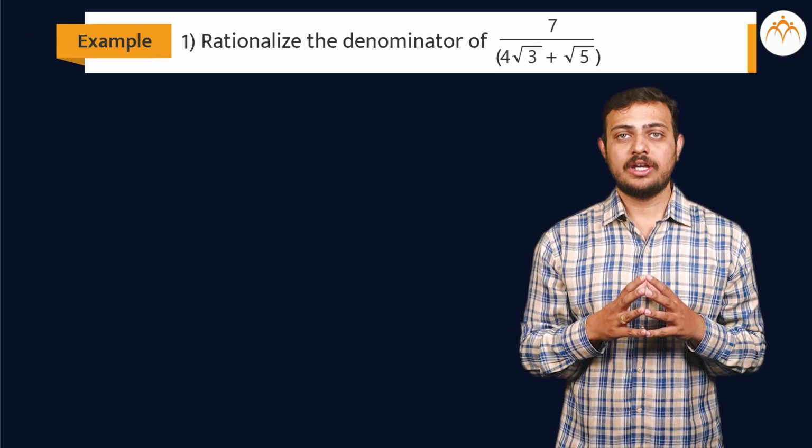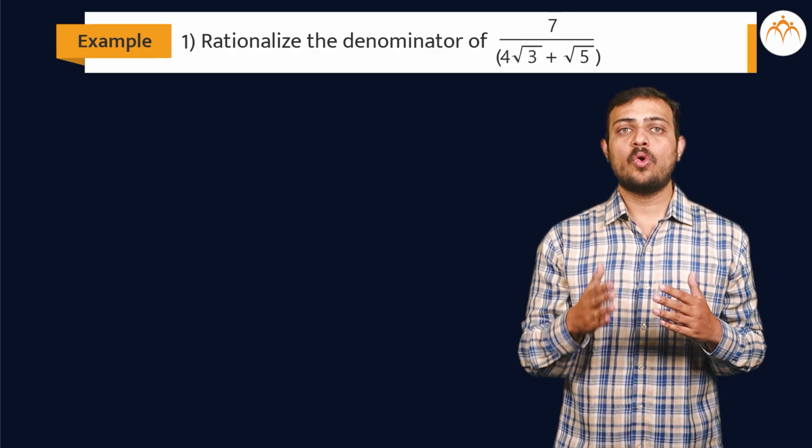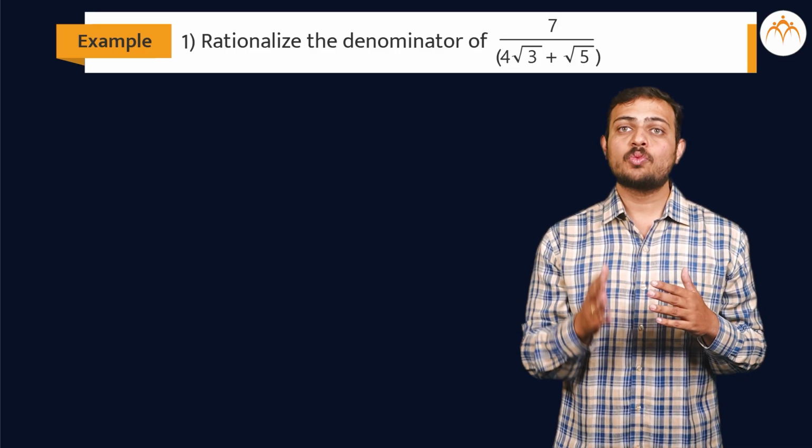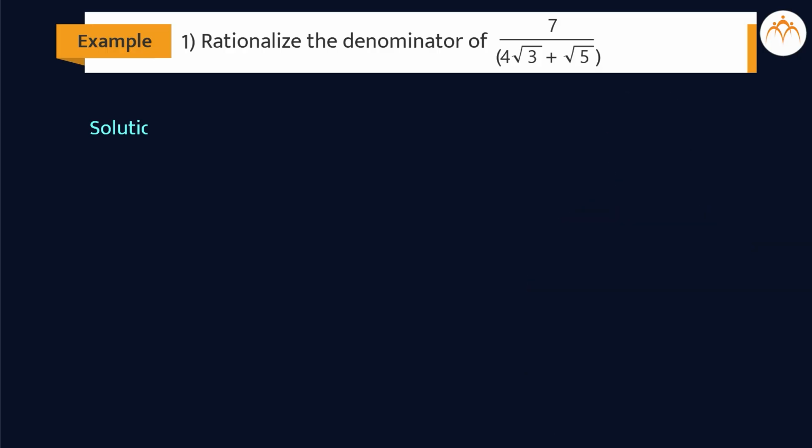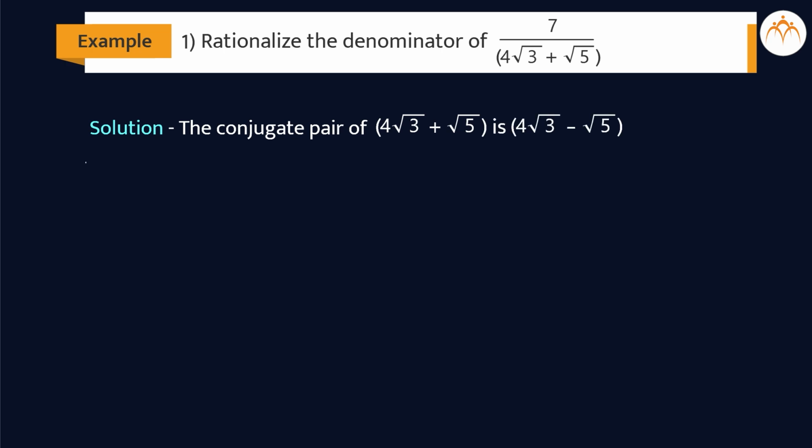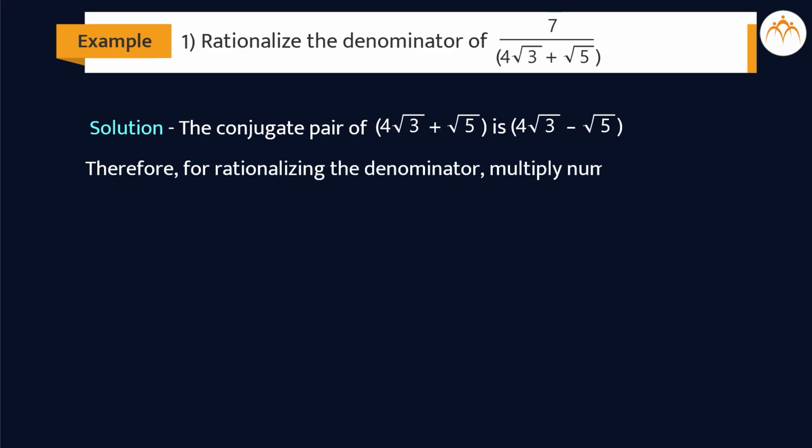Example. Suppose we have to rationalize the denominator of 7 / (4√3 + √5). Solution. The conjugate pair of 4√3 + √5 is 4√3 − √5. Therefore, for rationalizing the denominator, multiply numerator and denominator by 4√3 − √5.